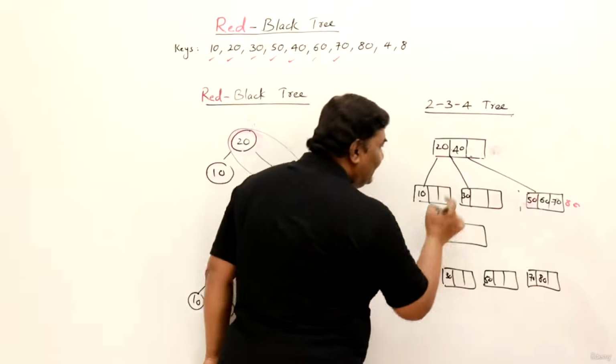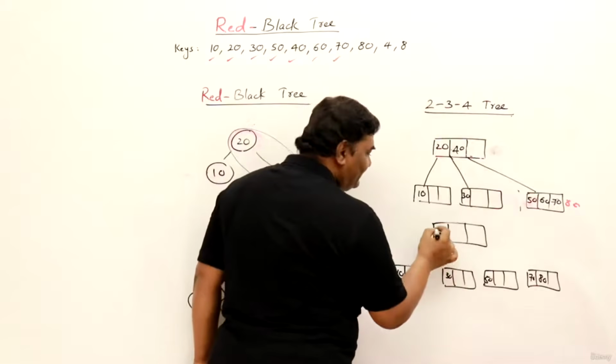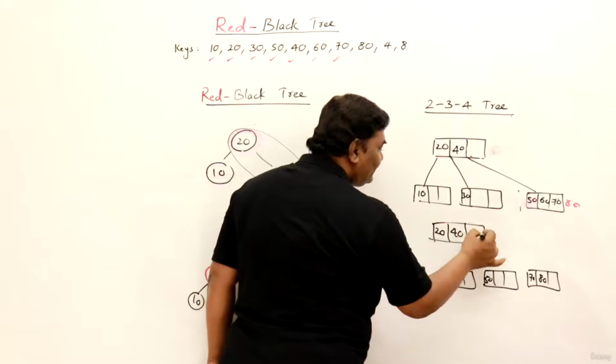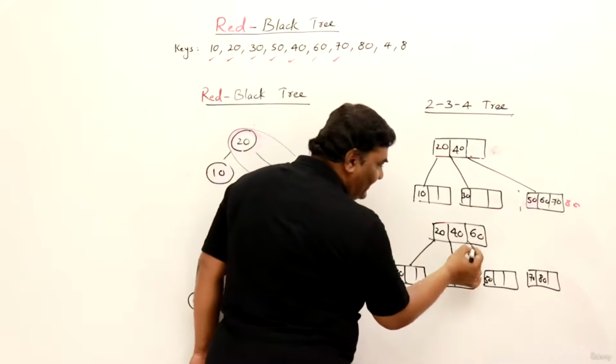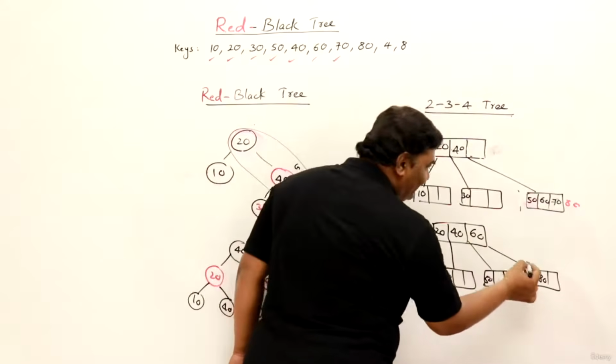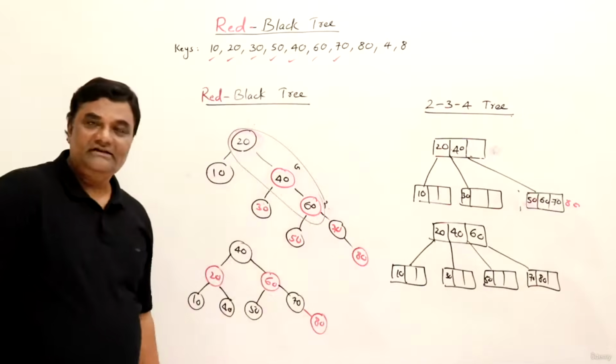So 60 will go here in this node. Is there any space available? Yes, 60 can comfortably fit in here. So 60 is here. This is left of 20. This is after 20 and before 40. After 40 before 60. This is after 60. This is how it looks like.